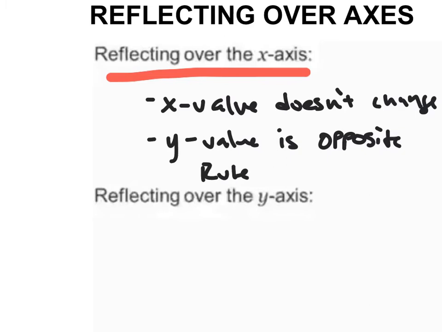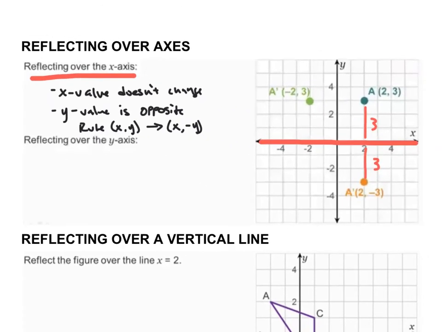The rule is that when you take the point x, y and you reflect across the x-axis, what happens is that you get x comma negative y. The x value doesn't change, but the y value becomes opposite. So if I had a positive y here, the reflected image had a negative y, all right? Now let's talk about the y-axis. I'm going to do that in blue. So I'm going to highlight my y-axis here in blue.